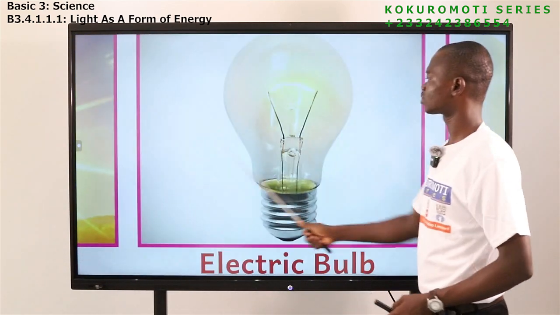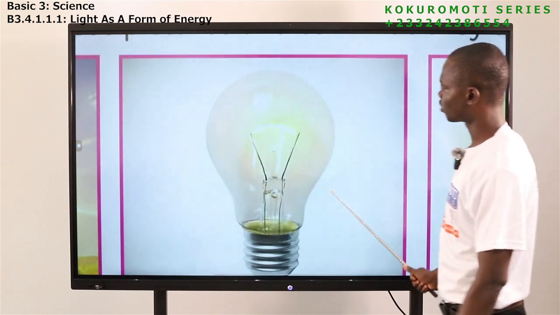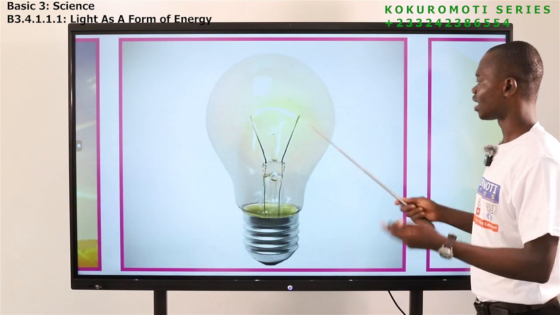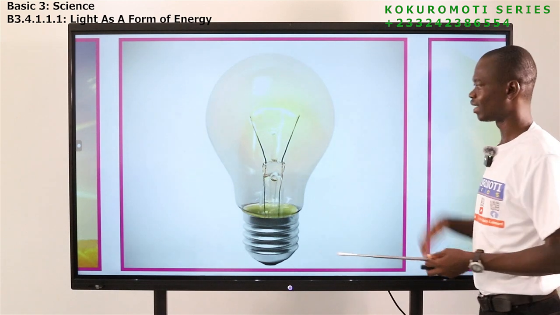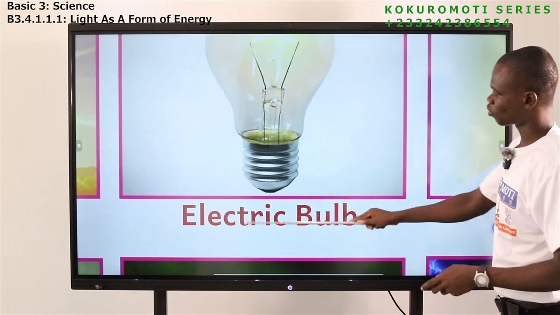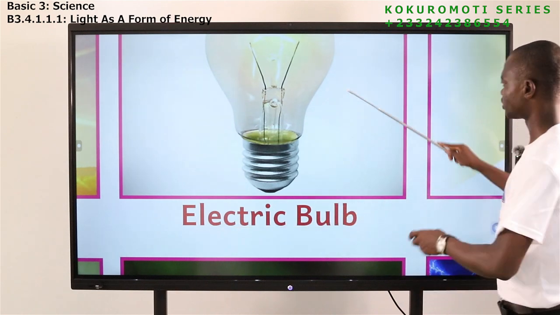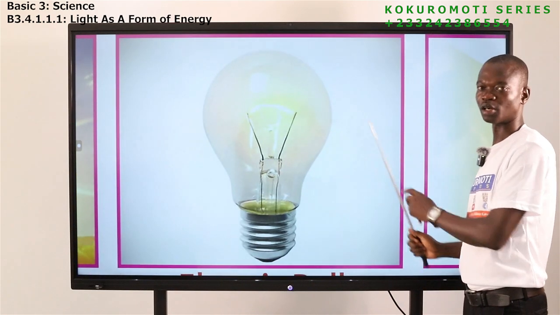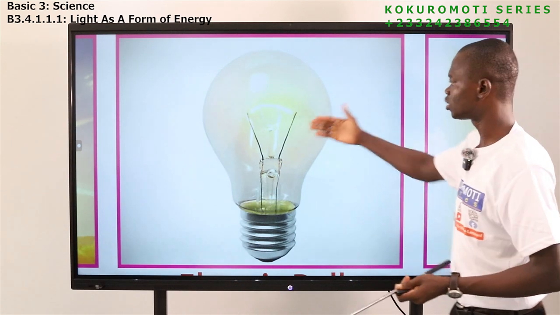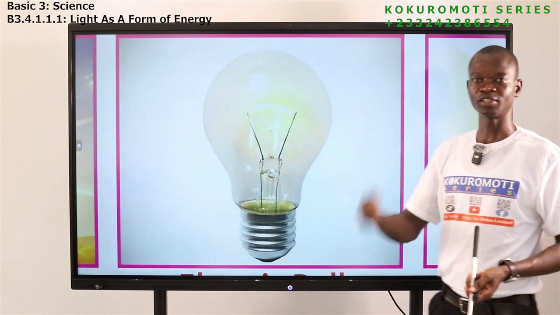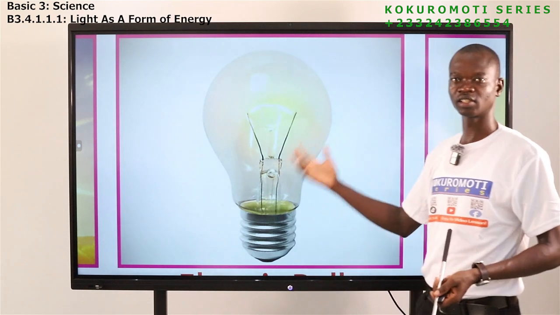Okay, let's look at the next picture. What is this? We see this in our rooms, we see this in our workplaces and in our schools. So this is what? Bulb. Electric bulb. So this is what we call electric bulb. And what work does it do? This thing also provides or gives what? Light.